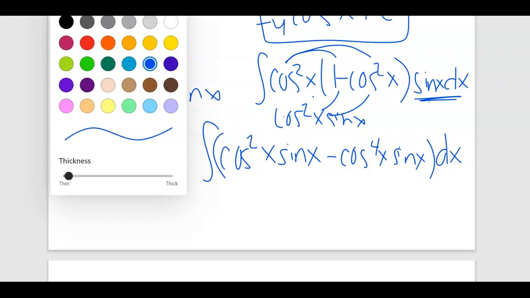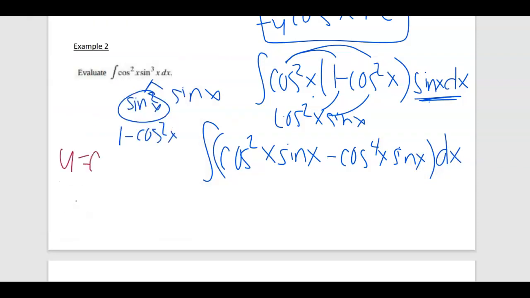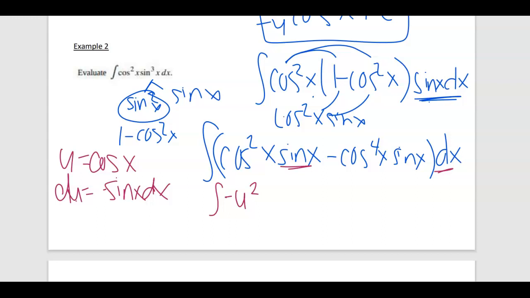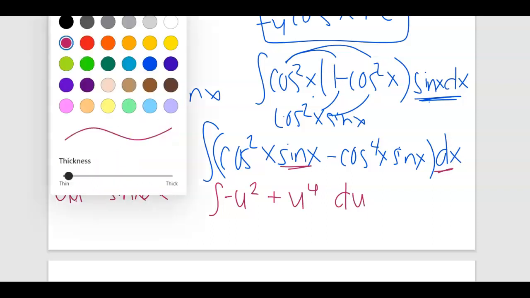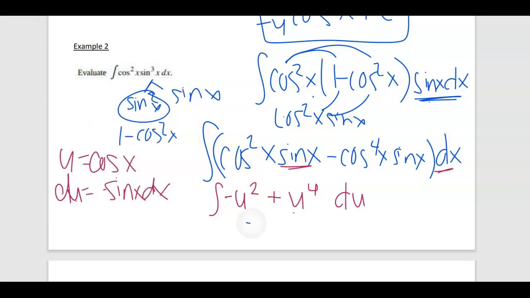I'm going to do the same u sub that I did, where I let u be equal to cosine, and so du equals negative sine x dx. That means here I get a replacement of sine and dx, so I'm going to get negative u squared. I have a negative here, so plus u to the 4th du. And so I get negative 1/3 u cubed, so cosine cubed, plus 1/5 cosine to the 5th plus c.